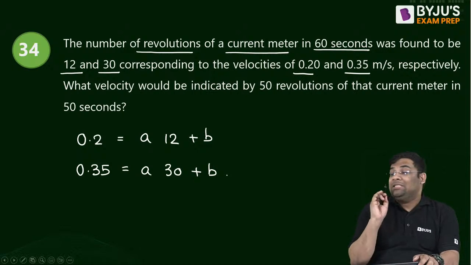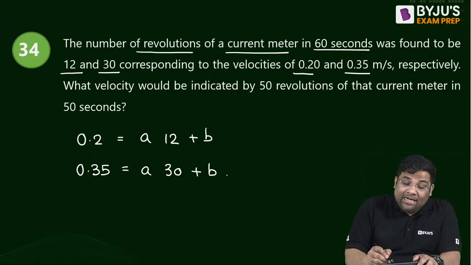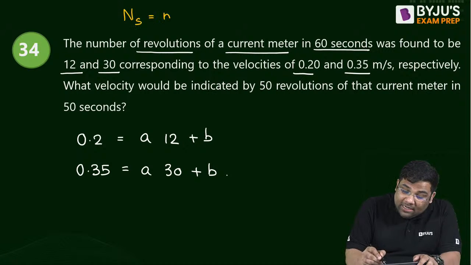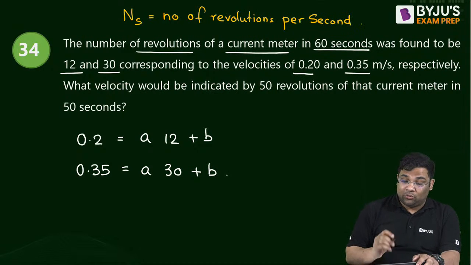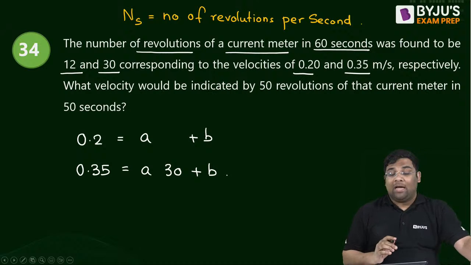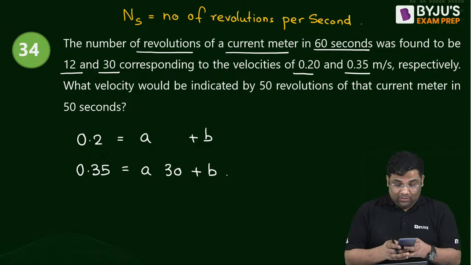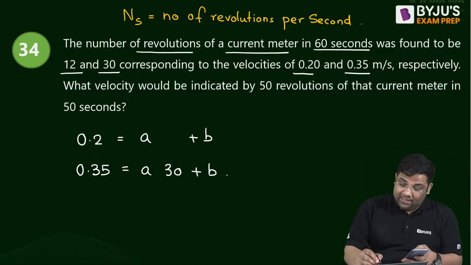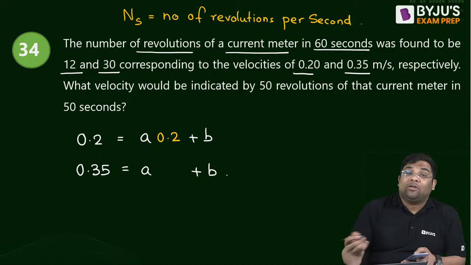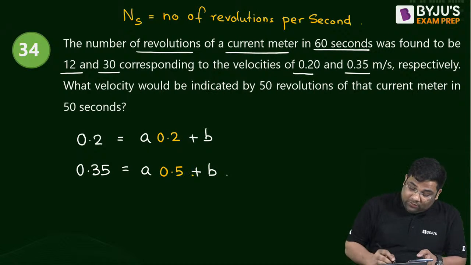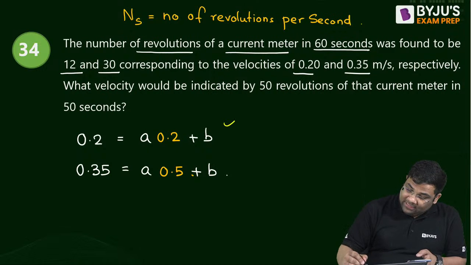But this is wrong, because what is ns? It is number of revolutions per second. So it will not be 12. It will be 12 by 60. 12 divided by 60, how much am I getting? 0.2. And the second one is 30 revolutions, so 30 revolutions per second will be 0.5, because 60 seconds. So from here you can find out a and b.